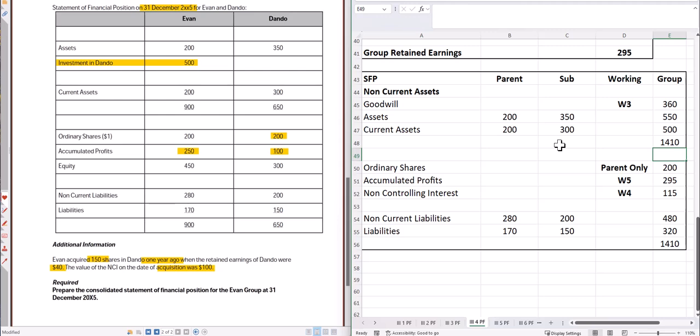So again, this is good practice to pull together our statement of financial position to understand where it all fits, with a particular focus on post-acquisition profit. We'll then go on in future sessions to look at other little bits and pieces that can complicate matters when we're preparing our group accounts.